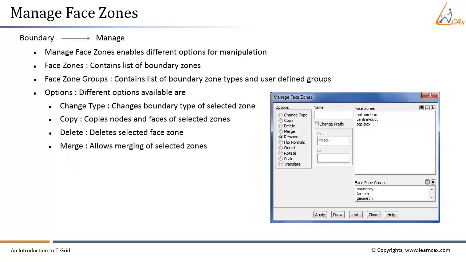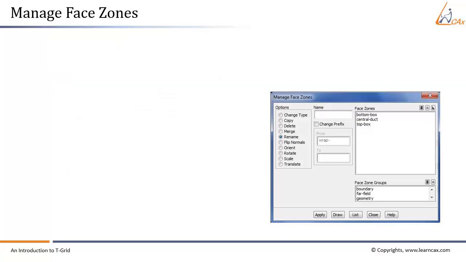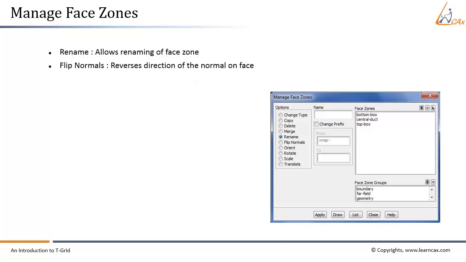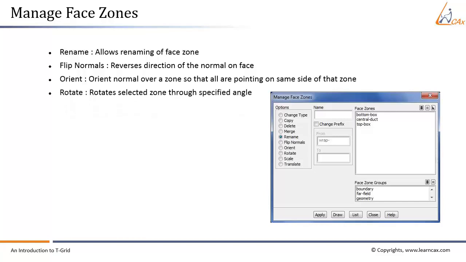Merge. It allows merging of selected zones. Then comes Rename. It allows renaming of phase zone. Flip normals. This option is used to reverse direction of the normal on face. Orient. Orient normal over a zone so that all are pointing on the same side of that zone. Rotate. Rotates selected zone through specified angle.